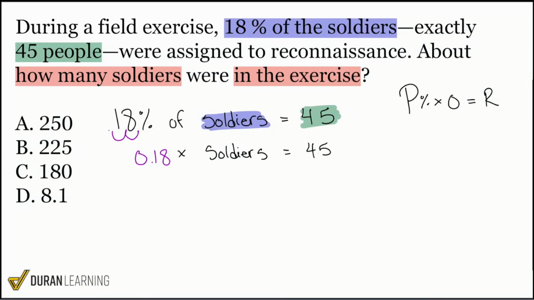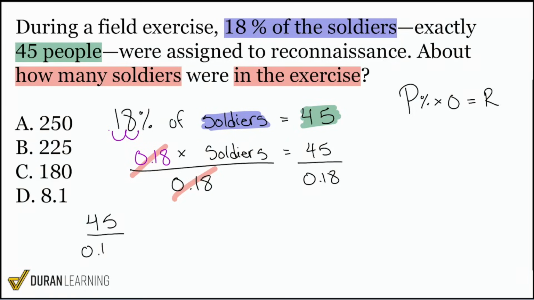And that's what's going to be divided on both sides because we're working backwards. Again, to get the result, we multiply. To get the percent or the original, we divide. So in this case, everybody, we're going to divide both sides by 0.18. Once we do that, we cancel out on the left and we see that our final answer will be 45 divided by 0.18. This doesn't seem like a lot of fun, right?